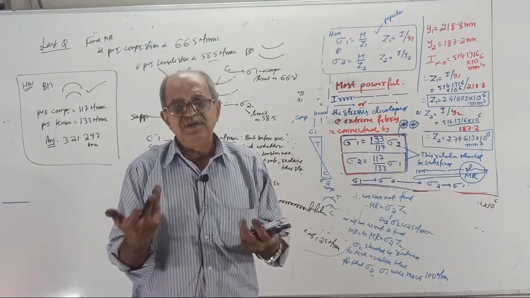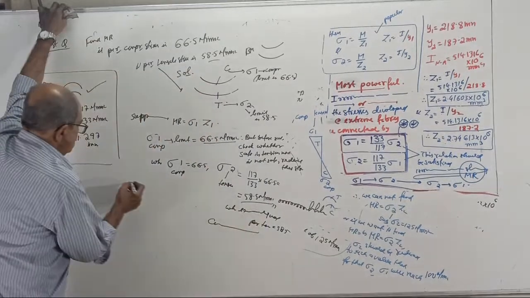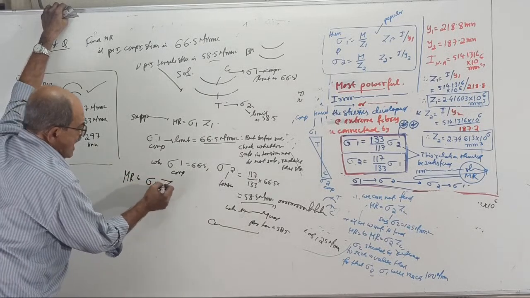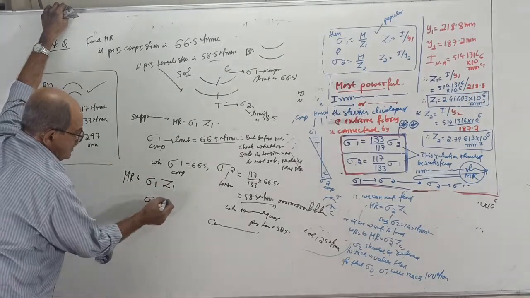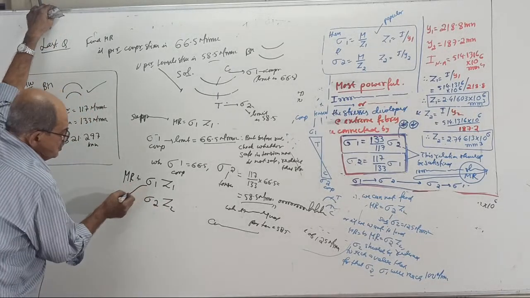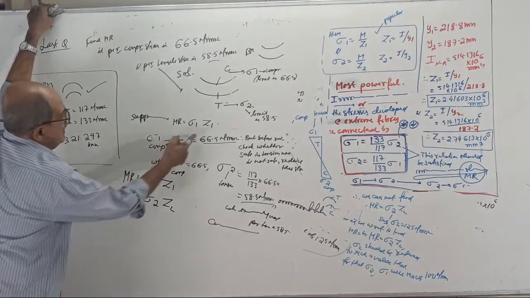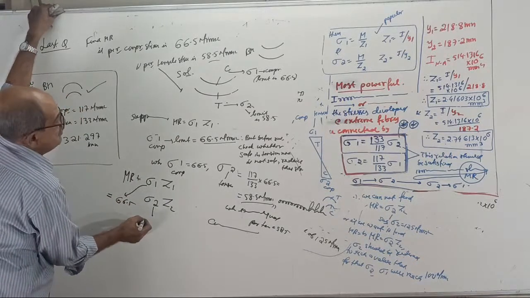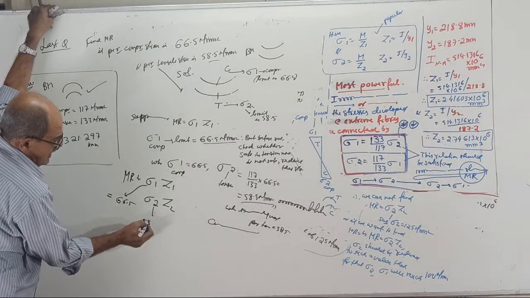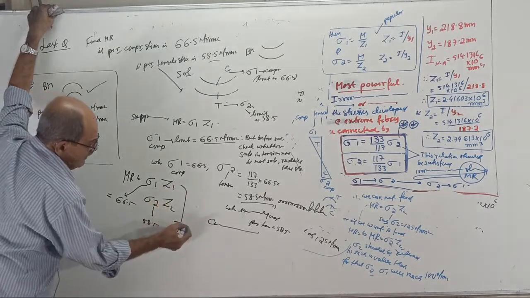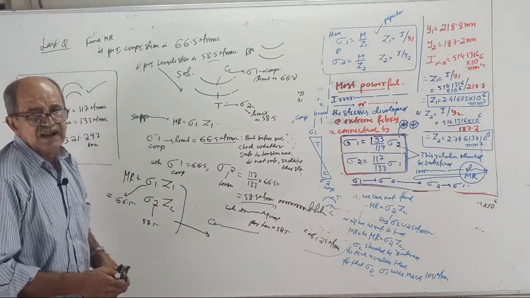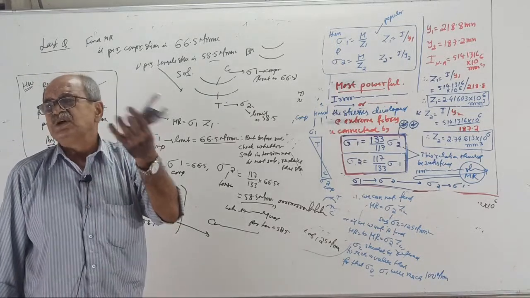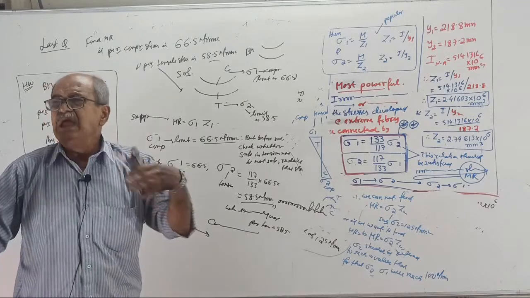Therefore, you can find MR by either sigma 1 into Z1 or sigma 2 into Z2. If you use this one, substitute sigma 1 equal to 66.5. If you use this one, substitute sigma 2 equal to 58.5. You do whatever you want. Tell me the answer. You use sigma 1 into Z1 or use sigma 2 into Z2. Any one you can use.